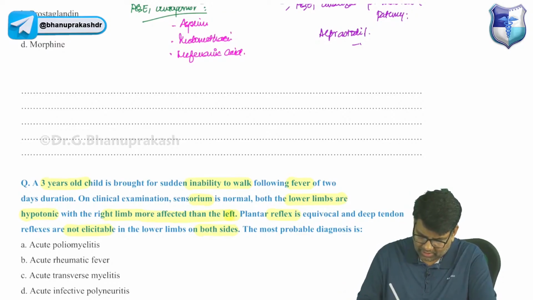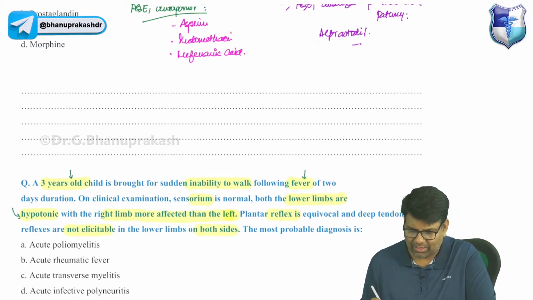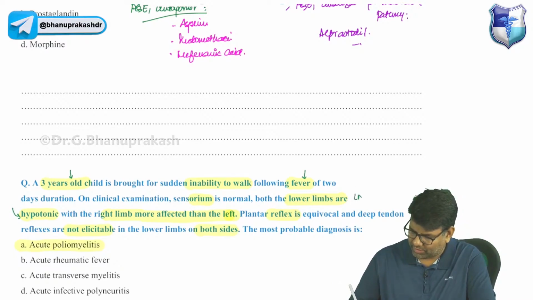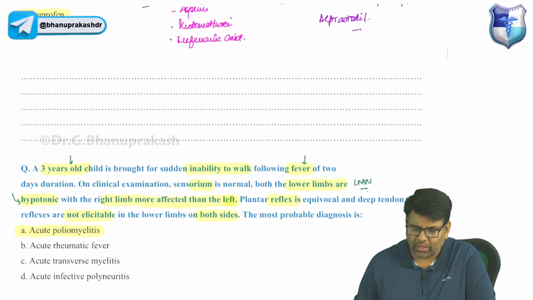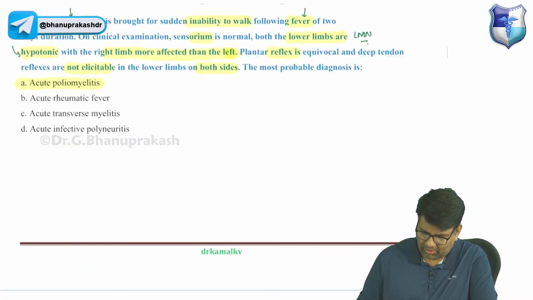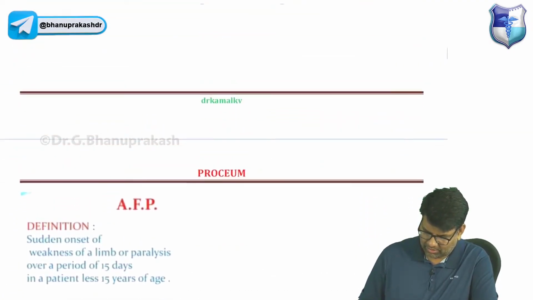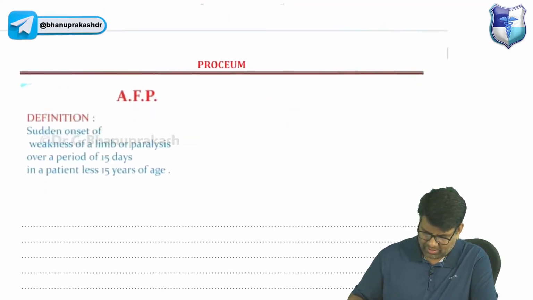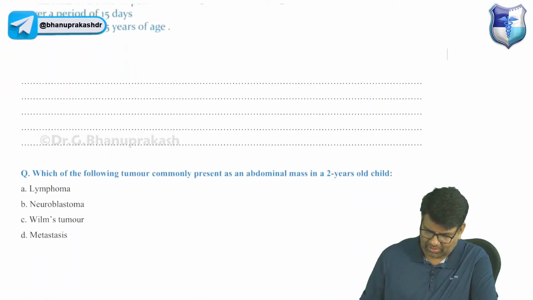Especially in a child after fever, we have a lower motor neuron kind of paralysis. Yes, the answer has to be acute poliomyelitis. Fever followed by flaccid paralysis, think of poliomyelitis. And this is actually acute flaccid paralysis.